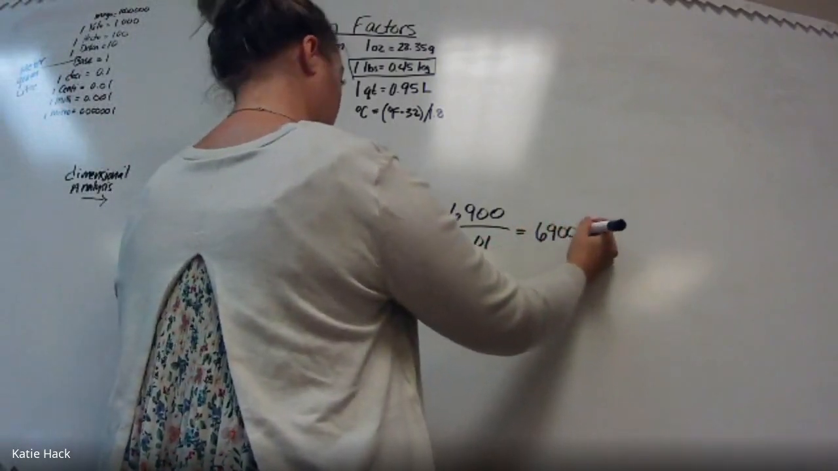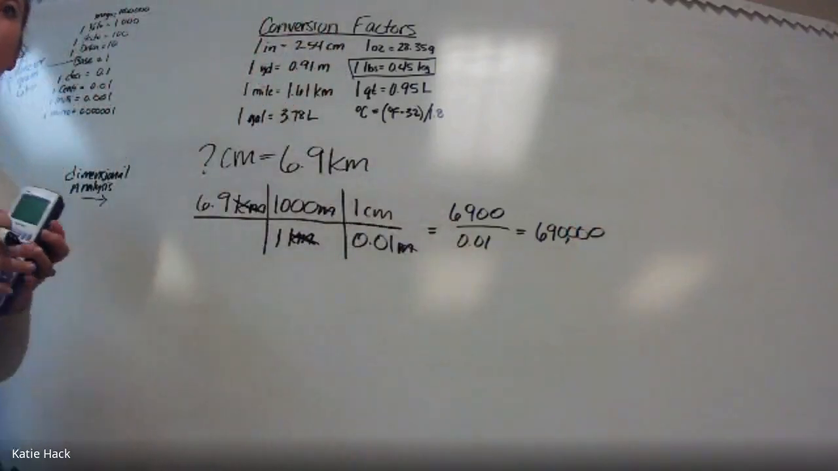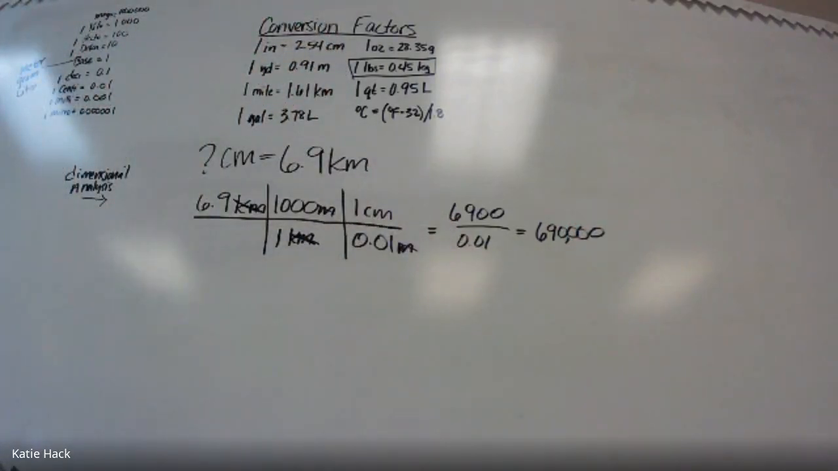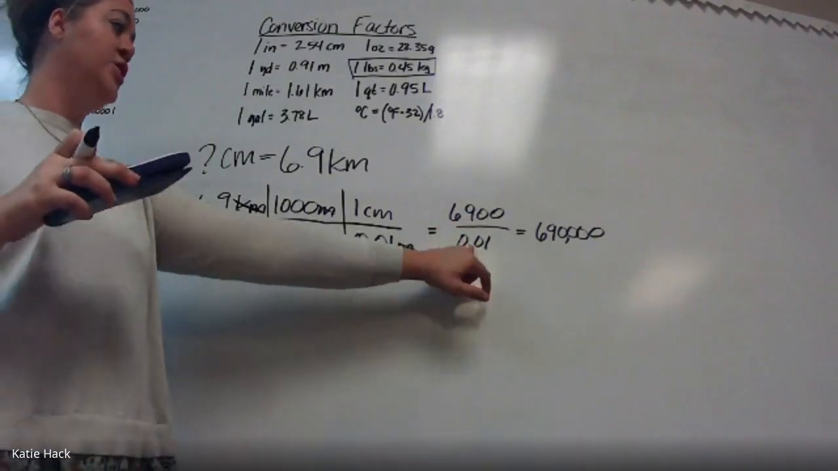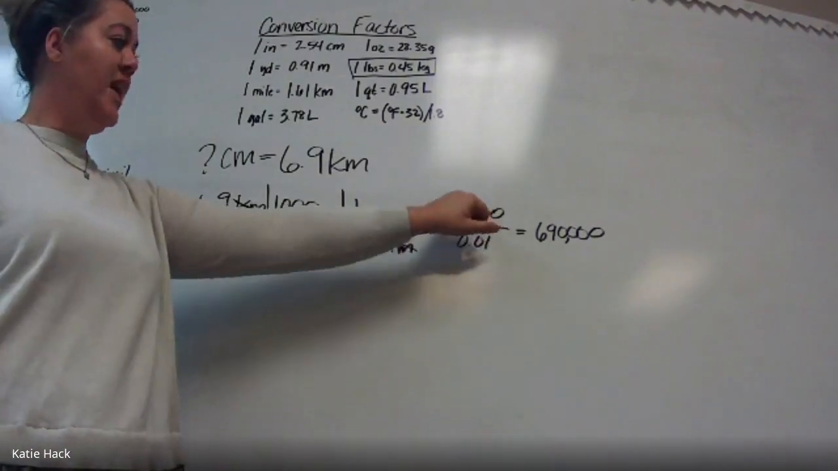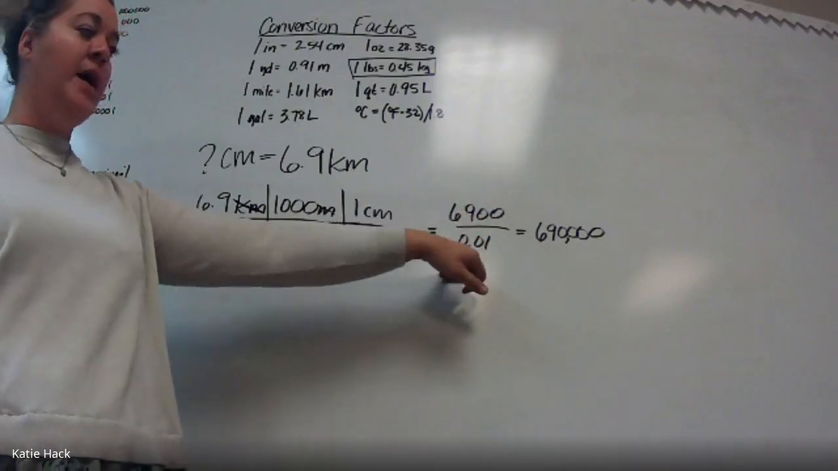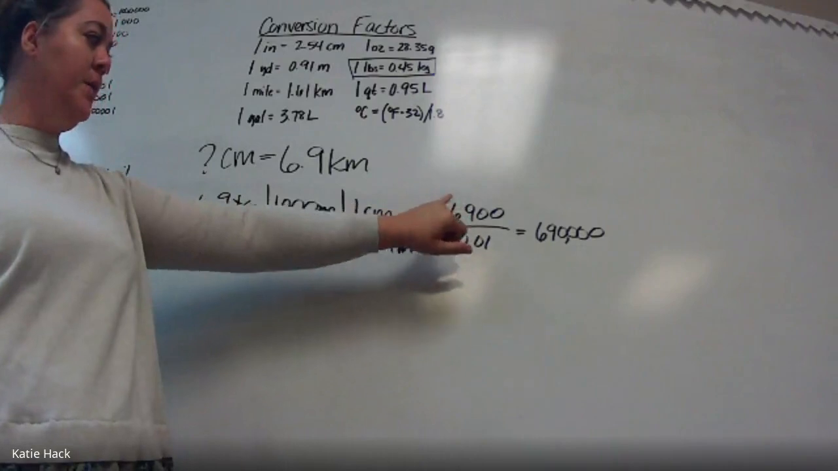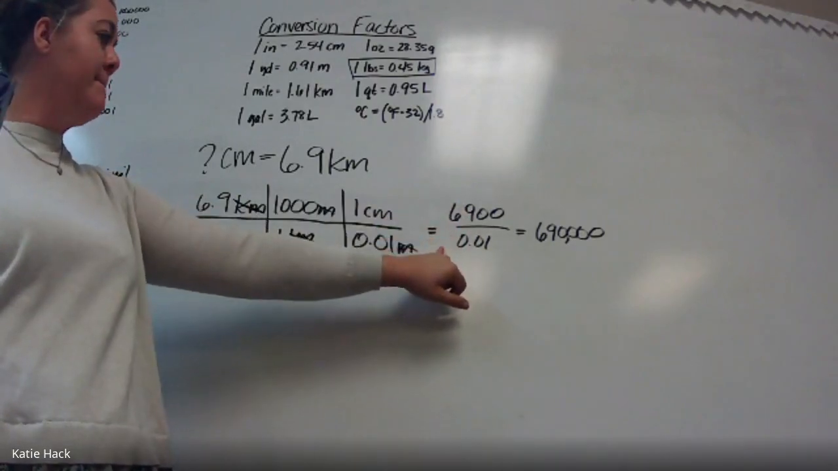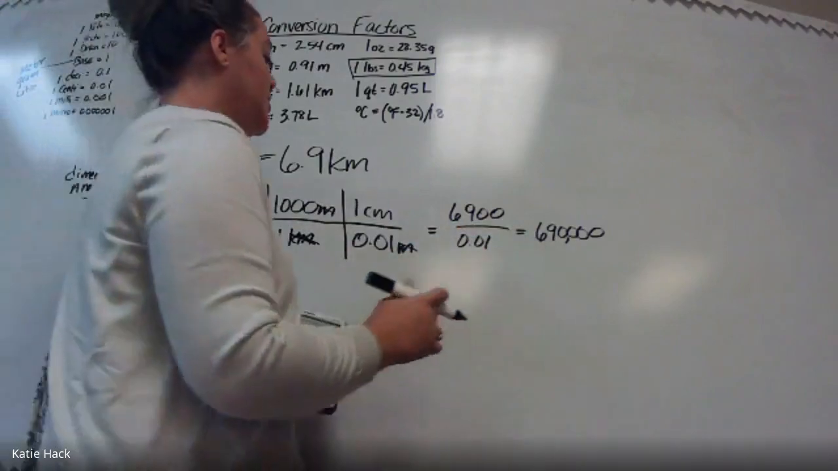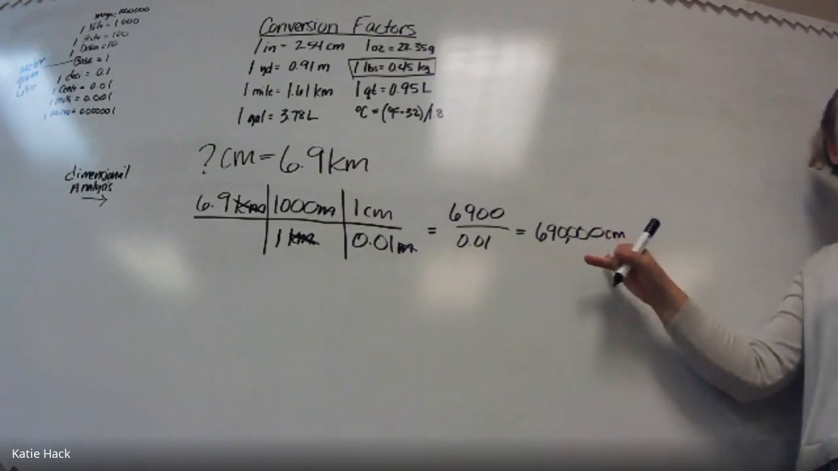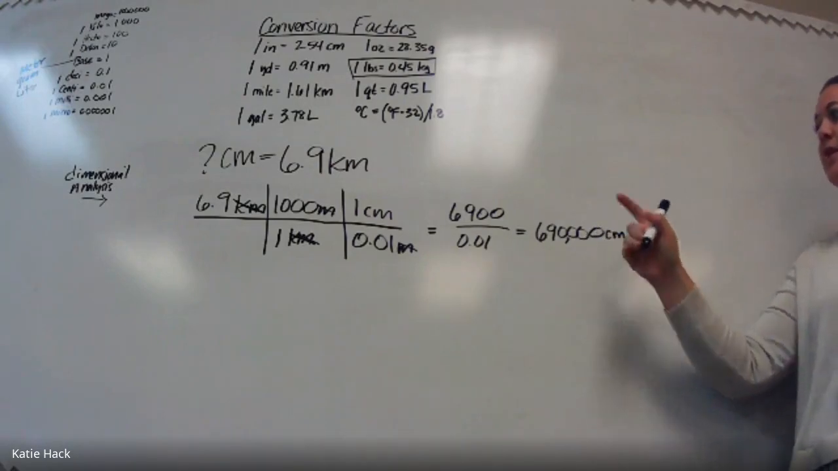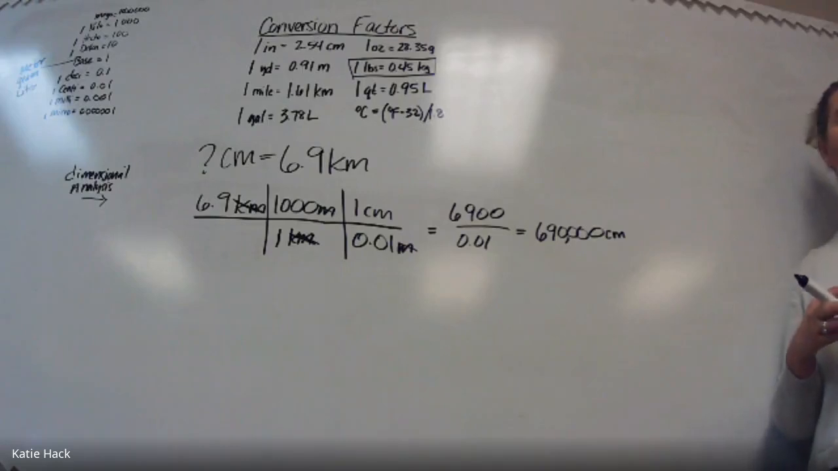Oh, 1 divided by 0.0. So the 1 is going to be multiplied. So down here, 1 times 0.01, which gives you 0.01. And then you take the 6,900 and you divide it by the 0.01. So you take the top number, divide it by the bottom number. That'll give you your answer. So there are 690,000 centimeters in 6.9 kilometers.